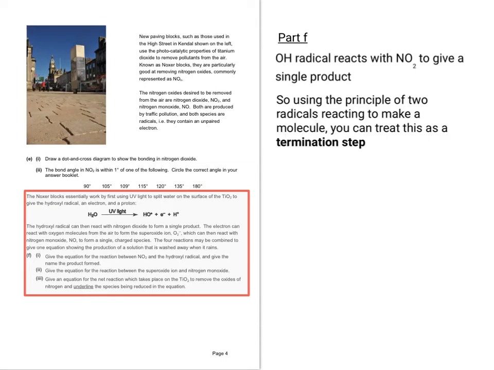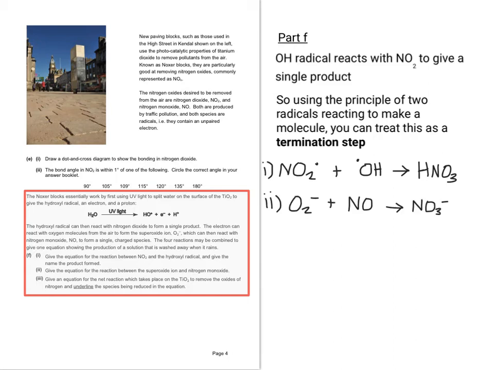Linking back to your work on radical substitution, because you've got 2 radicals meeting and then forming a molecule, you can treat this as a termination step, which gives you HNO3. The next part talks about the superoxide ion, where the electron from the hydroxyl radical can go and react with something else, such as oxygen molecules in the air, to make a superoxide ion, O2-.